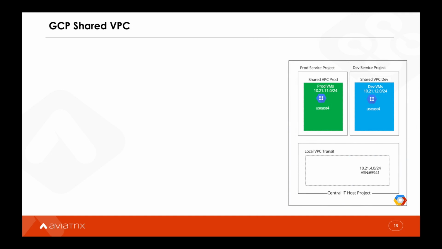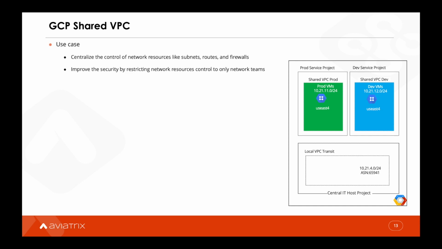Now let's move on to GCP shared VPC. It is very common to have a GCP shared VPC design. Let's take a look at the use cases. When it comes to providing centralized control for your networking resources, like your subnets, your routes, and firewall, you would want to use a shared VPC. Why? Because it improves security by restricting network resources to a centralized networking team.